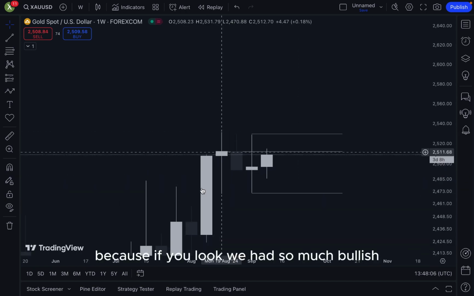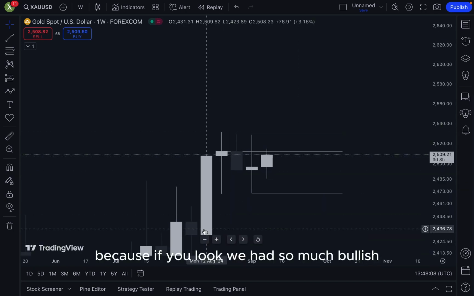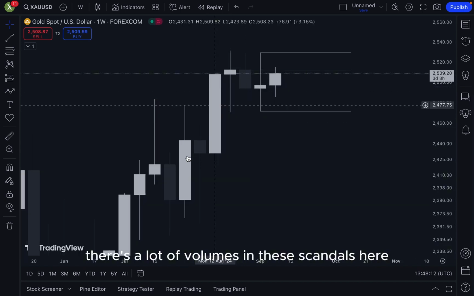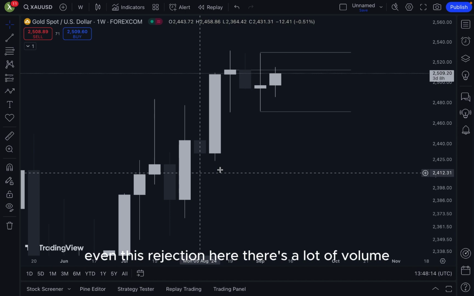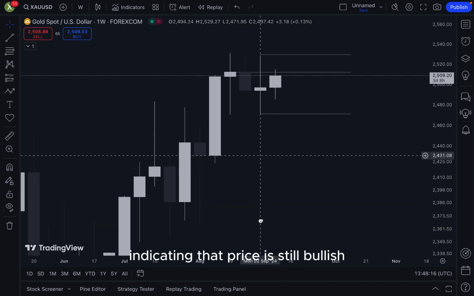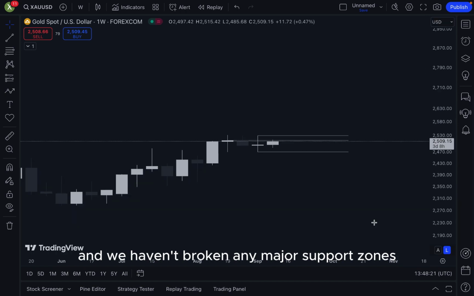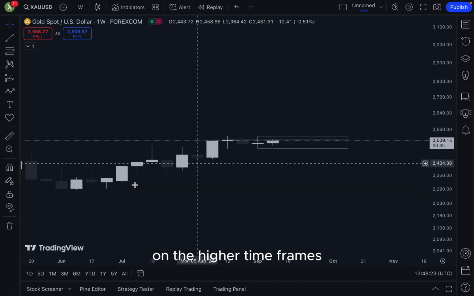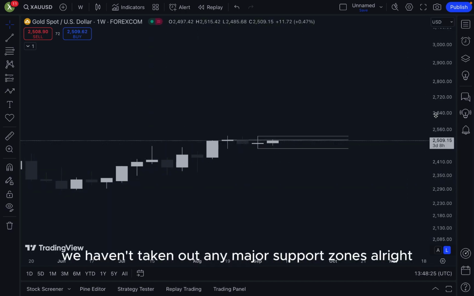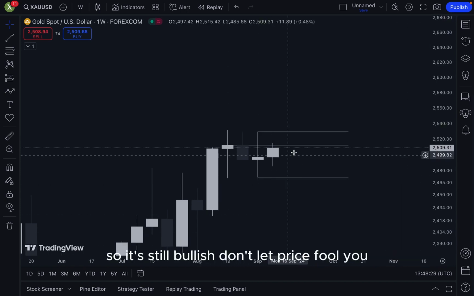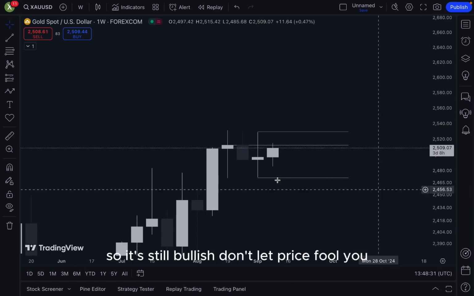Because if you look, we had so much bullish momentum. Okay, there's a lot of volume in these candles here. Even this rejection here, there's a lot of volume indicating that price is still bullish, and we haven't broken any major support zones on the higher time frames. Like let's say on the weekly time frame, we haven't taken out any major support zones. So it's still bullish. Don't let price fool you.